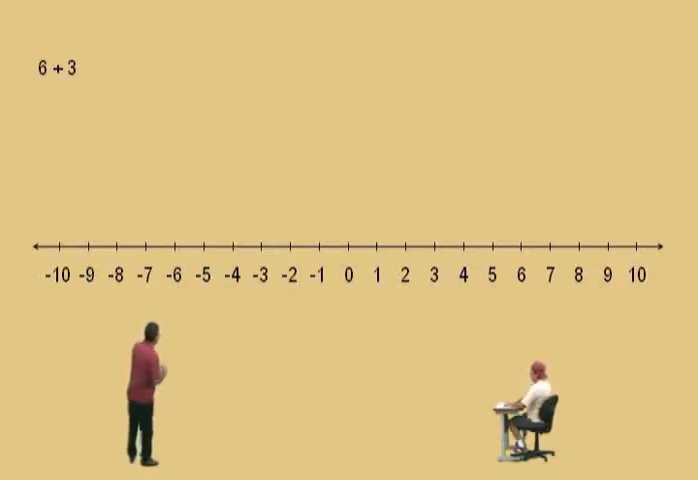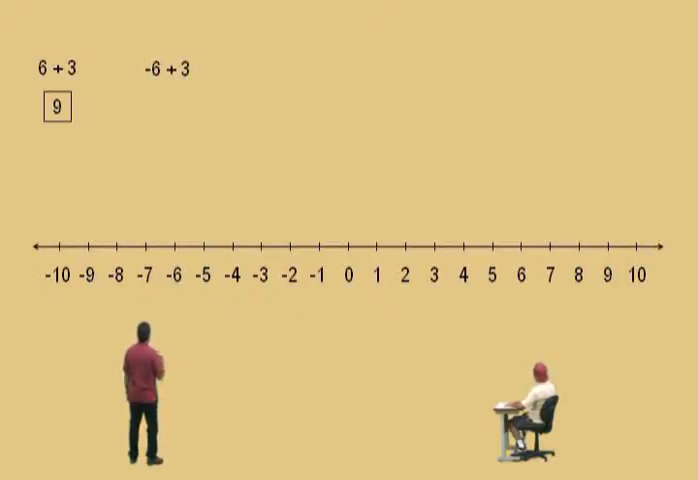So for right now, let's do a simple problem here. 6 plus 3, Charlie, where do we start in this number line? 6. At the 6, and we move which way? How far? 3. And where do you end up? 9. At 9. There you go. Don't forget to circle your answer there. Very nice, Charlie.